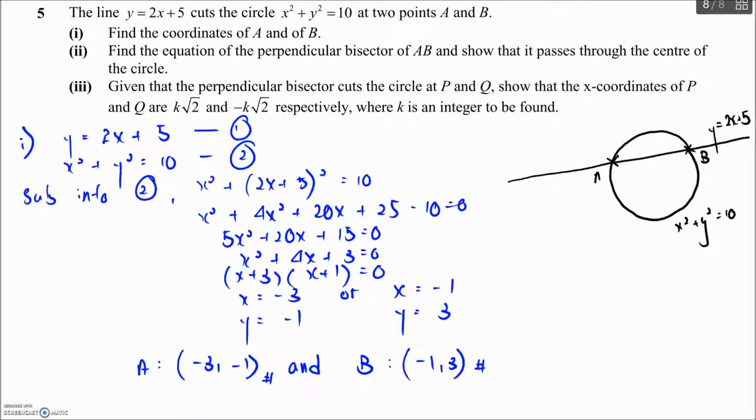Okay, let us move to part 2. We are supposed to find the equation of the perpendicular bisector of AB and show that it actually passes through the center of the circle. There are two things that need to be found. First, you need to ensure that the equation of the perpendicular bisector is found first. Using that, you must show that it passes through the center of the circle. Since the center of the circle is easy to be found, let me do that first.